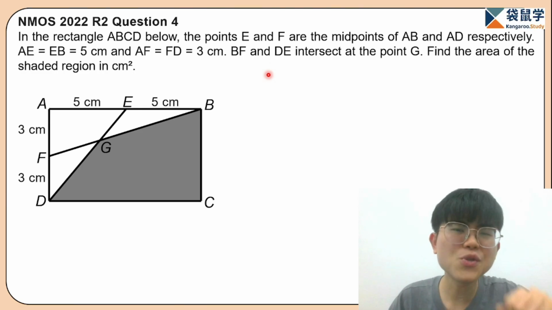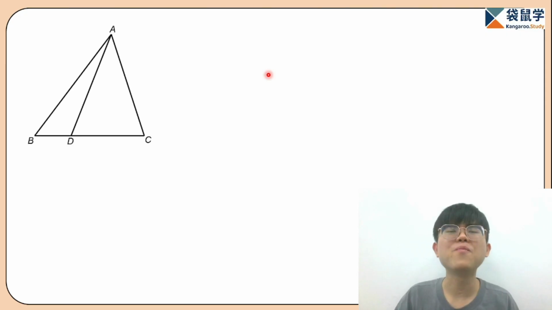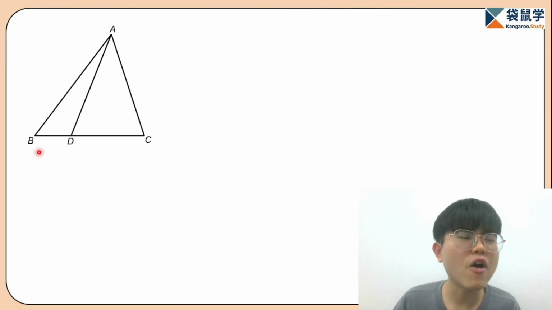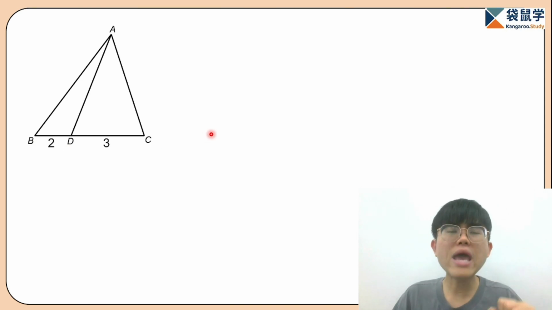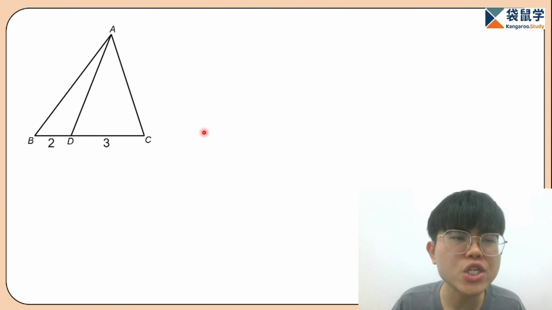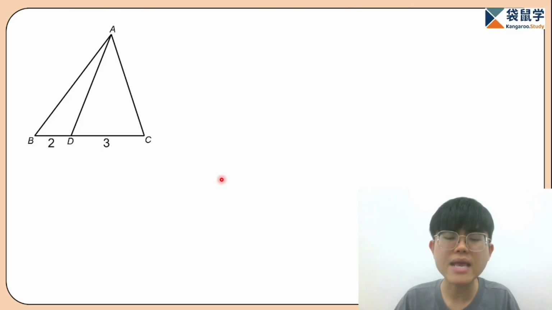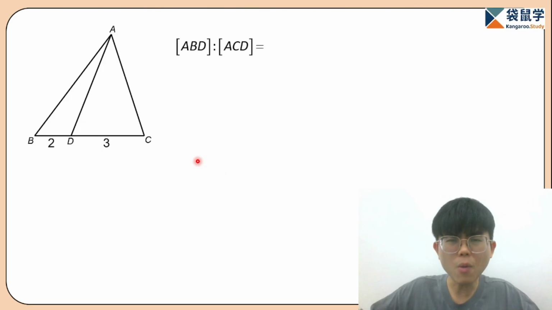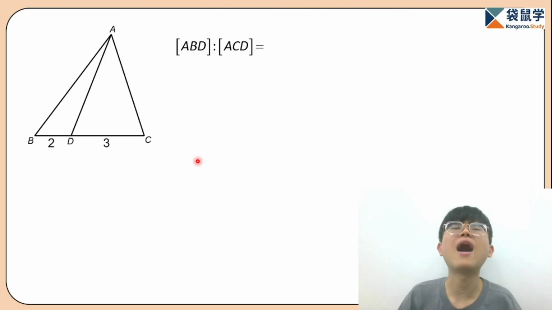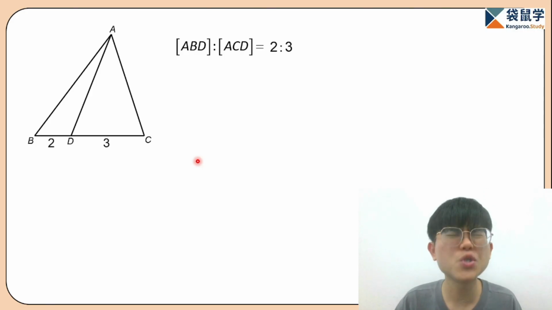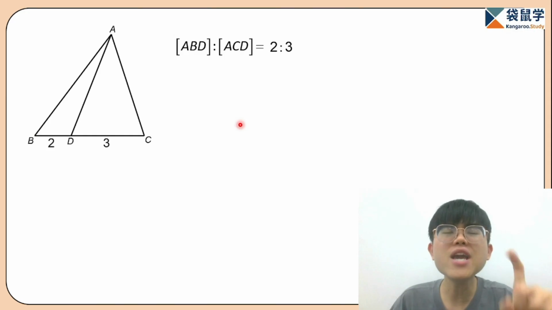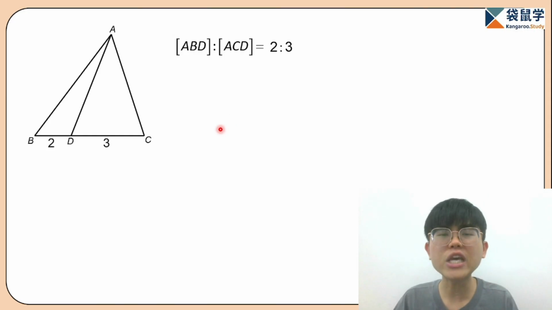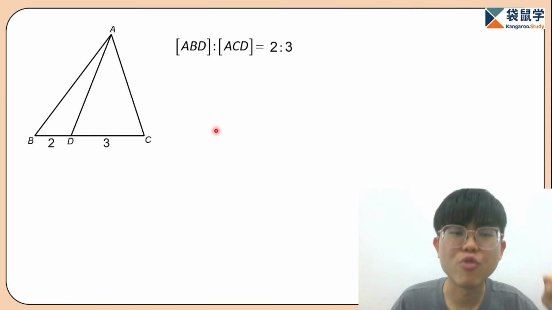Alright everyone, let's look at an example. So now let's say we have this triangle and we say that the ratio of BD to DC is 2 to 3. We are asked to find what will be the area ratio of ABD to ACD. What will it be? It will just be 2 to 3, because we know that this is the equal height model. For triangles with the same height, the area ratio will be equal to the base ratio.